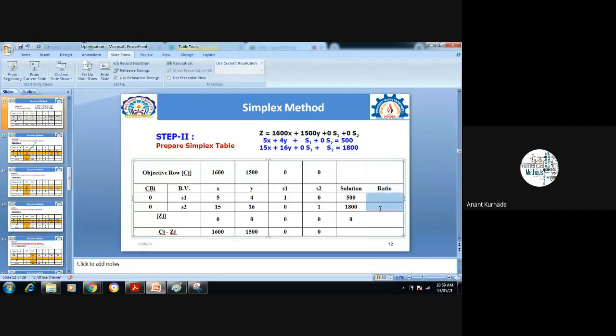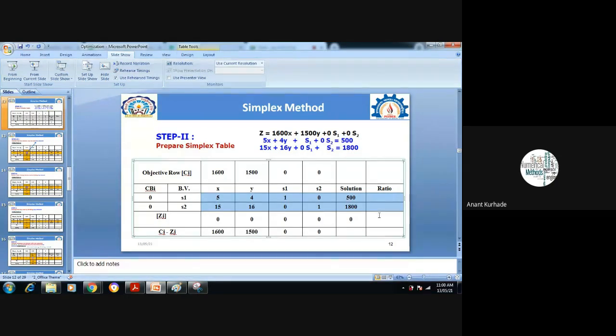before calculating these two values of ratio, you can easily identify which one is key column. See this, here we have 4 columns. So out of these 4 columns, which one is key column? And we have only 2 rows. Out of these 2 rows, which one is key row? And what is meant by key element? Key element means the intersection of key column and key row. You can find one number. That number is your key element.